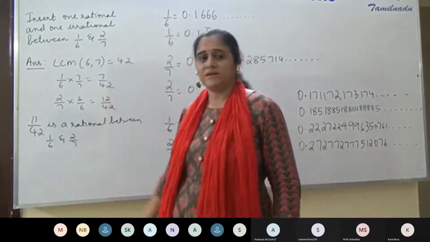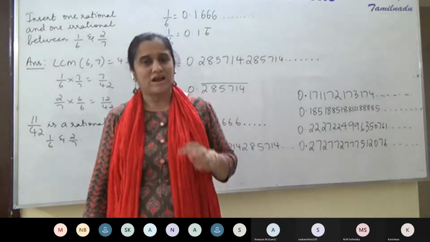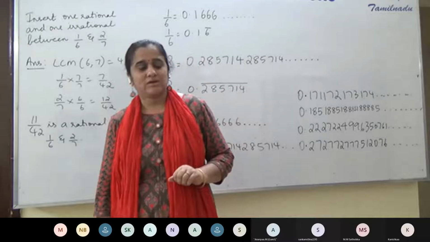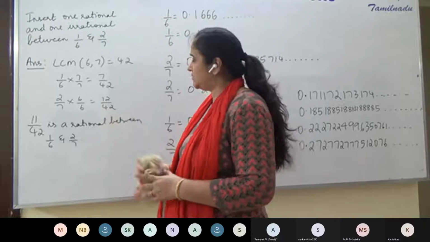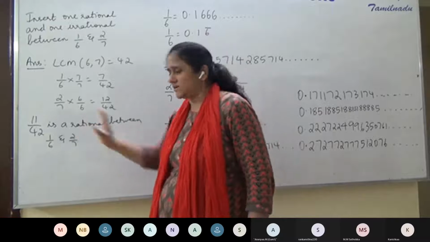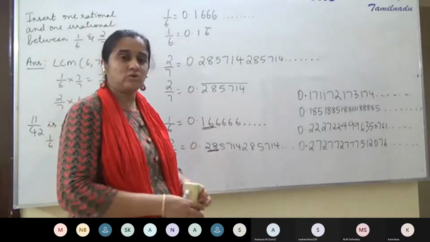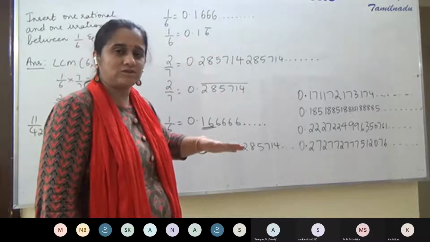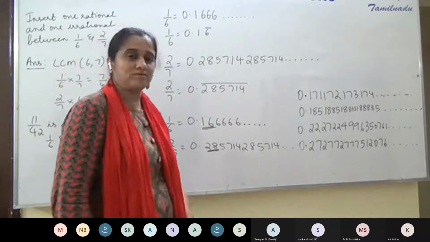So coming from the beginning, we were given two rational numbers, and we had to insert one rational and one irrational between these two. To insert a rational number, just bring them to the same denominator using the LCM, and then insert one rational number between them. That's simple. To insert an irrational number, you need to find the decimal expansion. You should perform the long division and find the decimal expansion of 1 by 6, and also find the decimal expansion of 2 by 7.